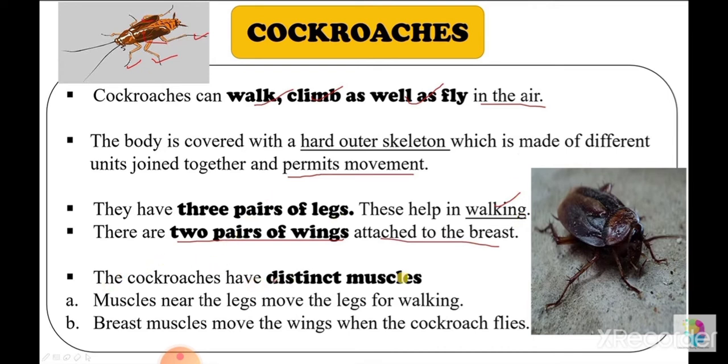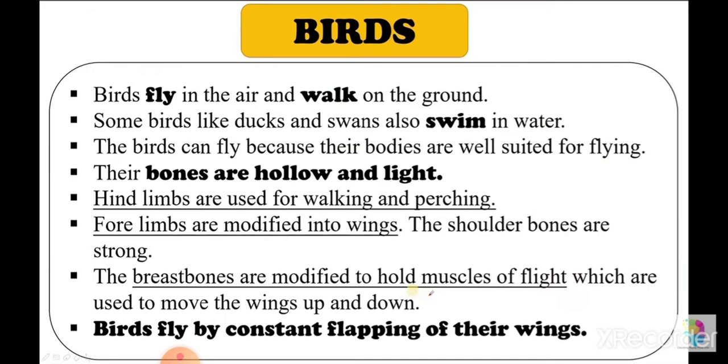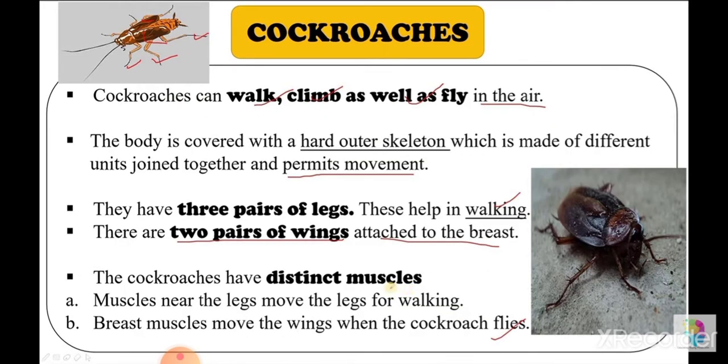The cockroaches have distinct muscles. Muscles near the legs move the legs for walking. Now breast muscles move the wings when the cockroaches fly. So muscles near the legs help the cockroach to move, and the breast muscles help the cockroach to fly. Okay? We will now see how a cockroach moves.